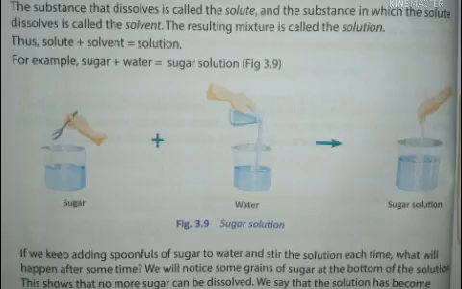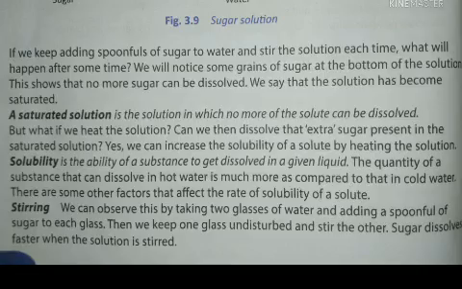Now stirring, we can observe this by taking 2 glasses of water and adding a spoonful of sugar to each glass. Then we keep one glass undisturbed and stir the other. Sugar will be found to dissolve faster in the solution which is stirred than the one which is not stirred. Then there is the solute in powdered form. If we take 2 glasses of water and add a whole sugar cube in one glass and a crushed sugar cube in the other, sugar in the powdered form will dissolve faster than the sugar which is in a bigger size. Different substances can dissolve in different amounts of water while making a saturated solution.